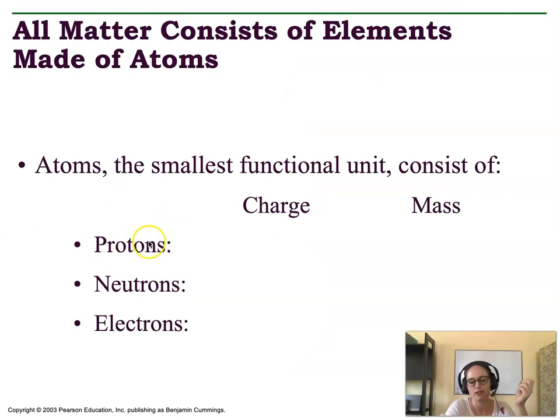So again, protons have a positive charge, and they have a mass of 1 atomic mass unit. Neutrons have no charge, they are neutral, and they do have a mass of 1 for our purposes. Electrons have a negative charge, and for our purposes, their mass is negligible. We do not count their mass into our atomic mass number. Again, these two are found in the nucleus. These are found in orbitals and a cloud of probability.